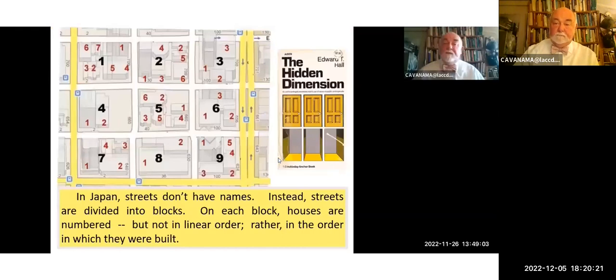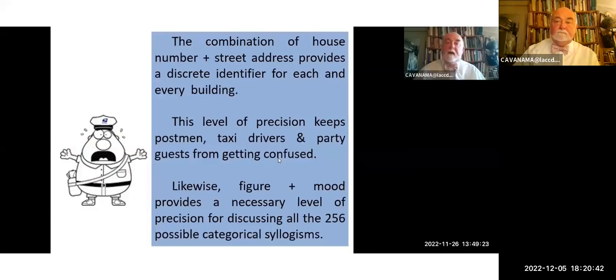Maybe not in every country. In Japan, for example, streets don't have names. They're divided into blocks. On each block, the houses are numbered, but not in linear order. Rather, they're numbered in the order in which they were built on that particular block. So taxi cab drivers have a different job in Tokyo than they do in Los Angeles. But here, for the postman, the taxi driver, Uber, Lyft, the combination of house number with street address provides a discrete identifier for each and every building. And this is what keeps everybody from being confused. So figure and mood likewise provide the necessary level for discussing all of our 256 categorical syllogisms.